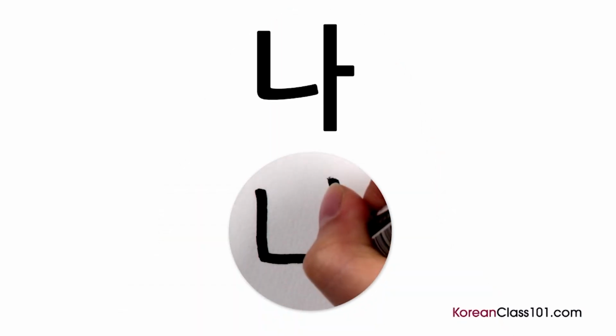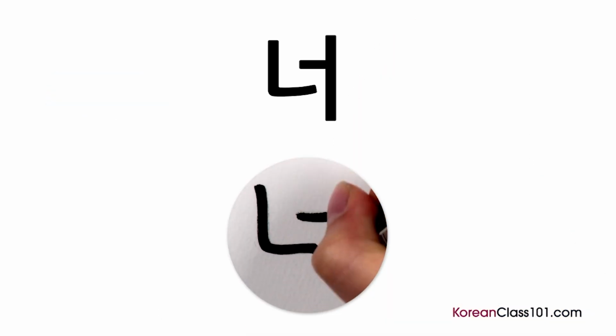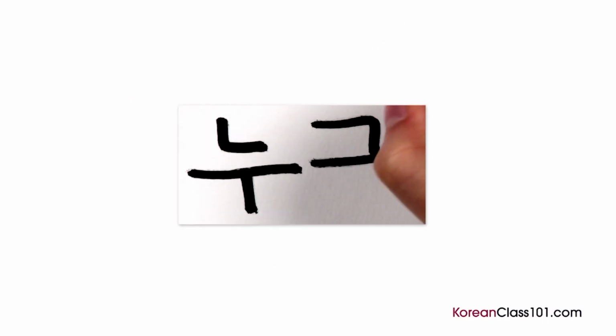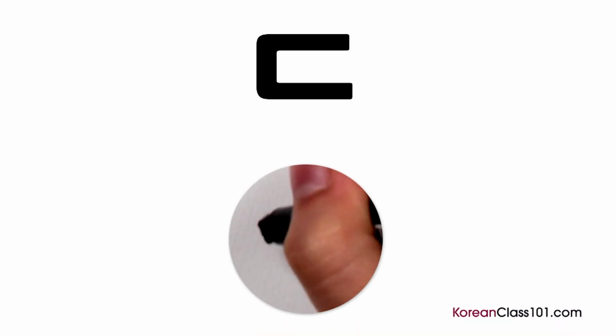With this consonant, you can now write 2 important Korean pronouns. First, 나, which means I or me. Second is 너, which is an informal way to say you. We can also write the question word 누구, which means who. Next up is 디귿.